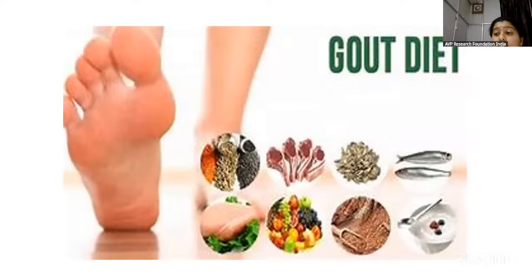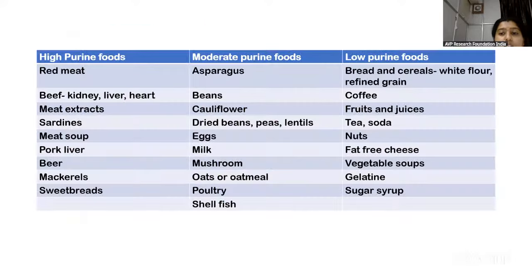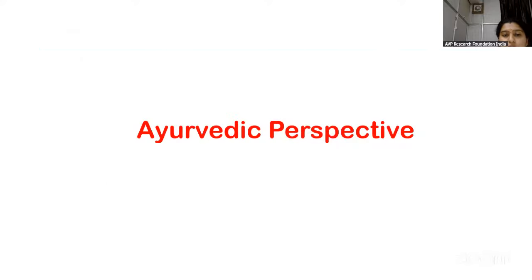Now, as we can see, your diet is very important in the management of gout. This is a table which lists some of the foods with high purine, moderate purine, and low purine content. High purine foods can be red meat, beef, meat extracts, sardines, meat soup, pork liver, beer, mackerel, etc. Moderate purine foods can be asparagus, beans, cauliflower, egg, milk, mushroom, oats. Low purine foods can be bread, cereals, fruit juices, nuts, fat-free cheese, and so on. So diet is very important in the management of gout.